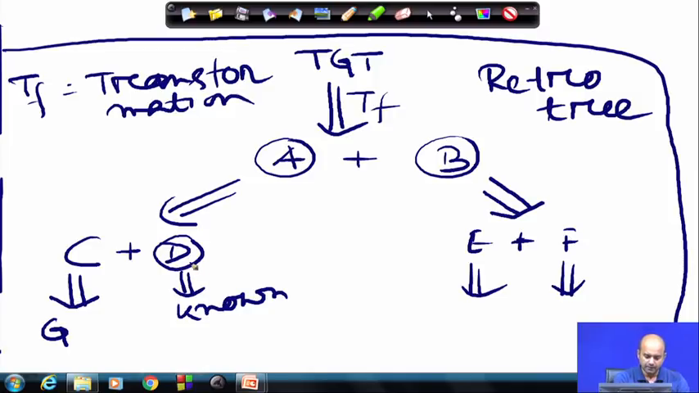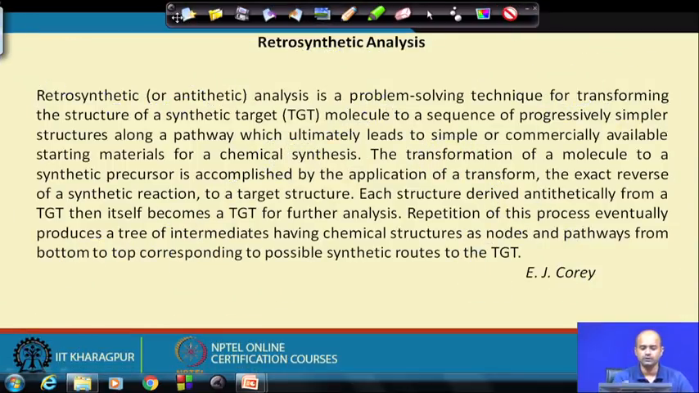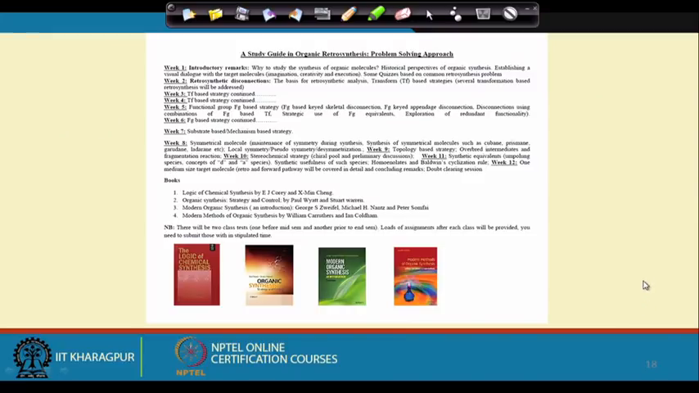Finally, you find that D is a commercially available starting material, and even G can be commercially available. So, now you start forward, you start with G and D, mix them together by a chemical reaction, you get A. Similarly, you mix E plus A, you get B, then you couple A plus B with a suitable transformation, you come to the target molecule. This is exactly what we do in the retrosynthetic analysis.